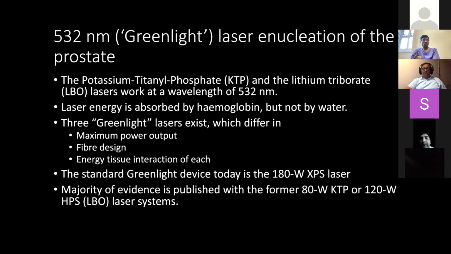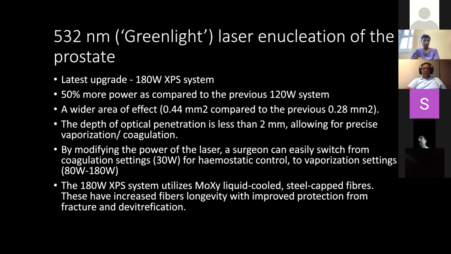Green light laser, we can use it for enucleation or even for vaporization. The wavelength is 532, but otherwise the working principles are almost the same. We have three types of lasers from the company. The 180 watt XPS is the one which has the best coagulation and best cutting modalities. The previous generation 120 is good in cutting, but coagulation is not brilliant. The much older generation 80 watt, I don't think many people are using it now.